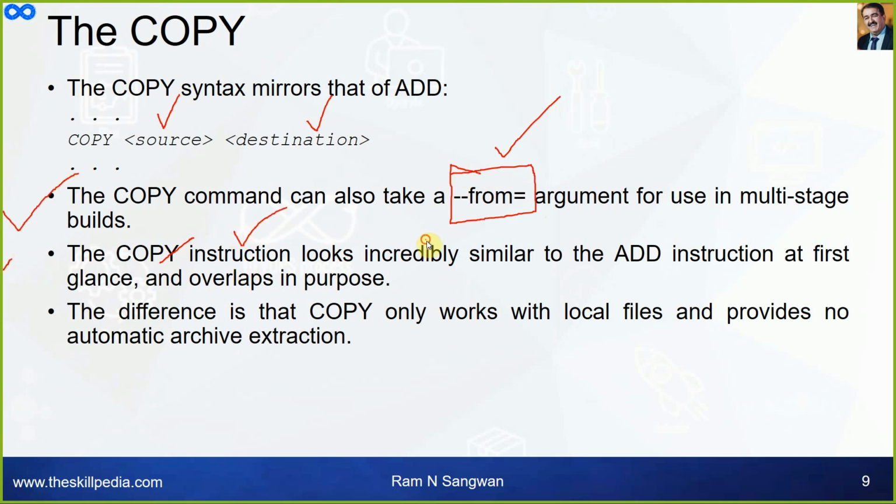The COPY instruction looks incredibly similar to the ADD instruction at first glance, and they overlap in purpose. The difference is that COPY only works with the local file system, meaning it cannot be used with remote files. Also, it cannot be used with compressed files because it provides no support for automatic archive extraction. So there's a difference now between COPY and ADD. COPY cannot work with a remote URL. COPY does not support extracting archive files. You cannot use COPY to copy compressed files.